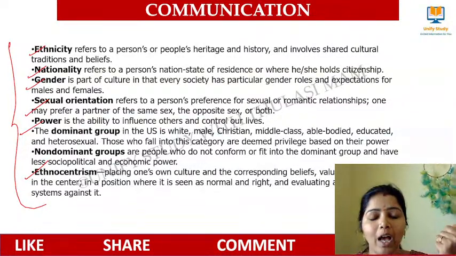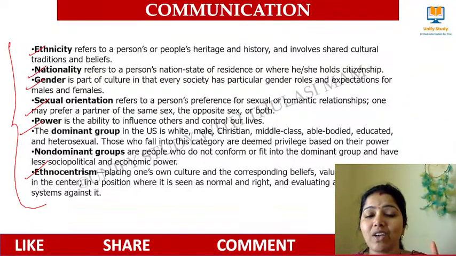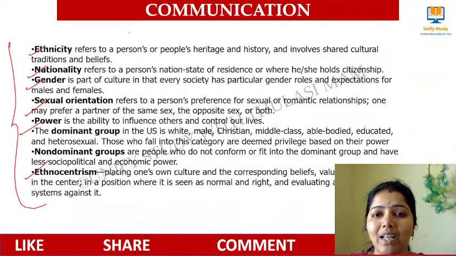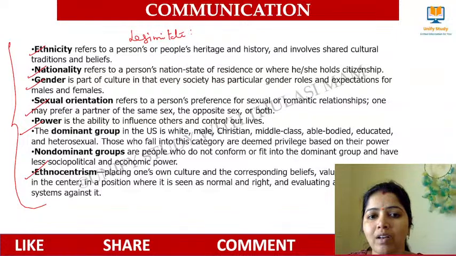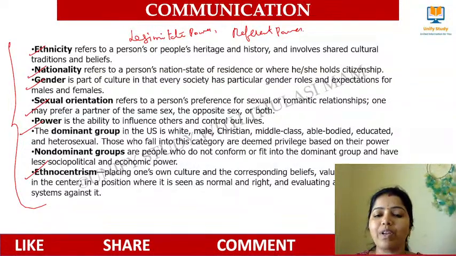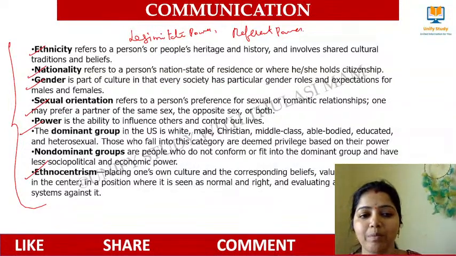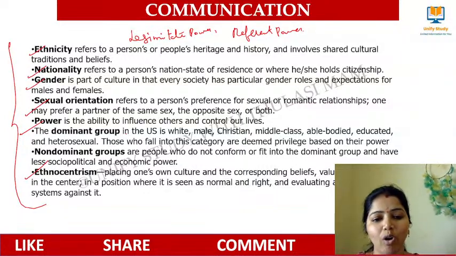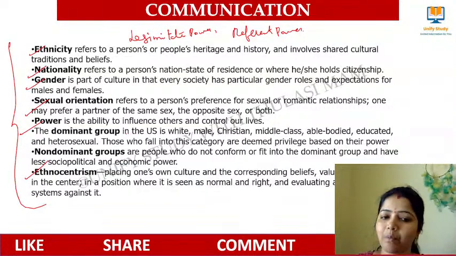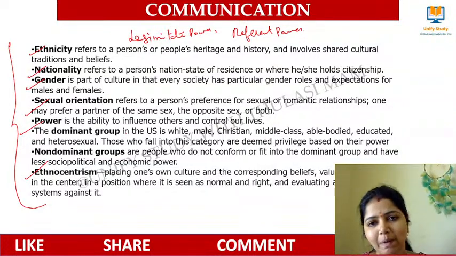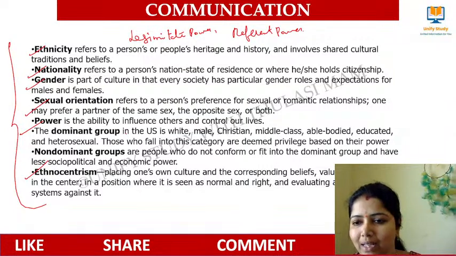Power means what? Power means the ability to influence others. Yesterday we had a question, right? We remember legitimate power, referent power. You remember? That's the thing. So it's the ability to influence others and control our lives. That comes under power. Okay. Then dominant and non-dominant group. There are some people who in the culture will be dominant people. There are some people who will be non-dominant people, right? With respect to economic, with respect to society, they'll be like that, right? Clear?